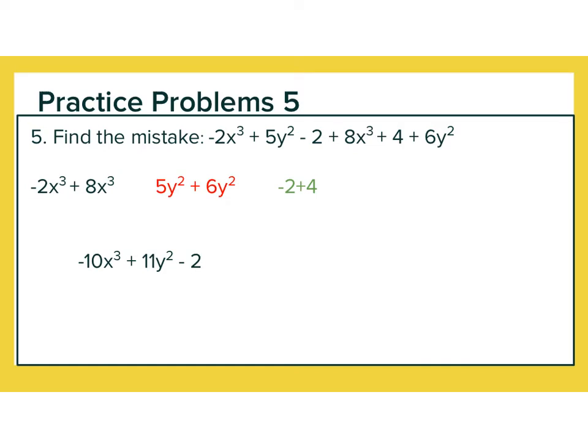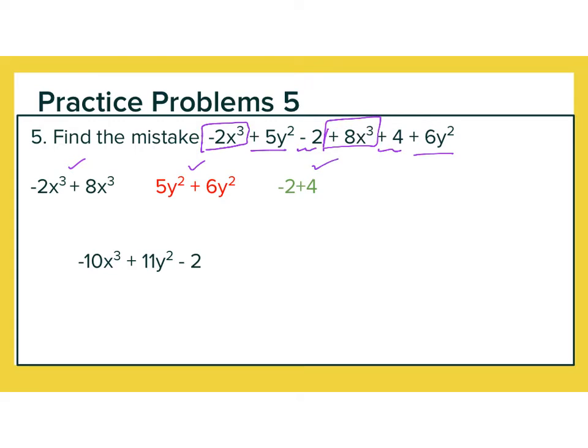All right, so practice problem 5 is a find the mistake. It's already been solved. So let me see if I agree with the like terms. So we have negative 2x cubed and positive 8x cubed. Okay, so I agree. 5y squared and 6y squared, I agree. And negative 2, positive 4. Okay, so they grouped the like terms correctly.